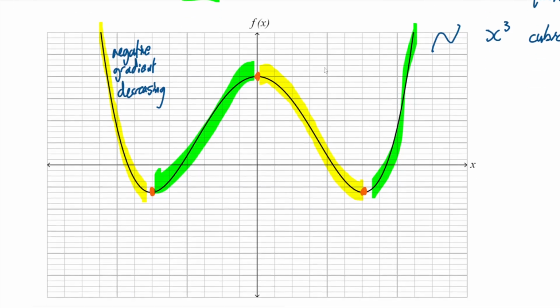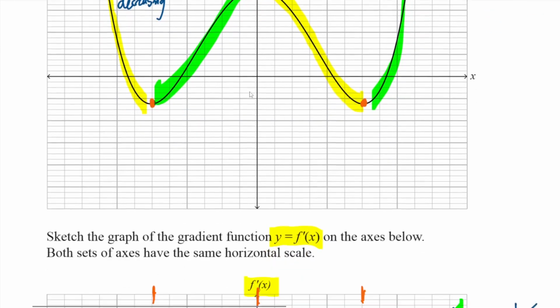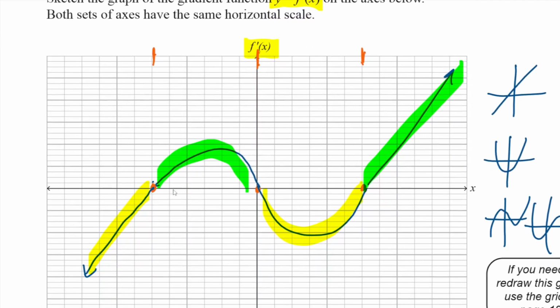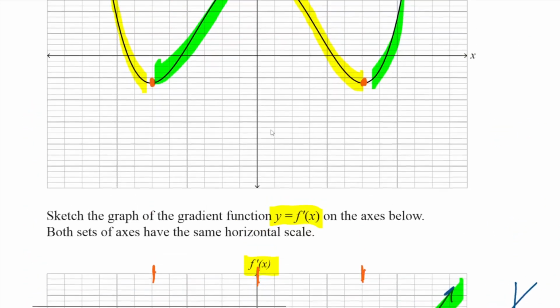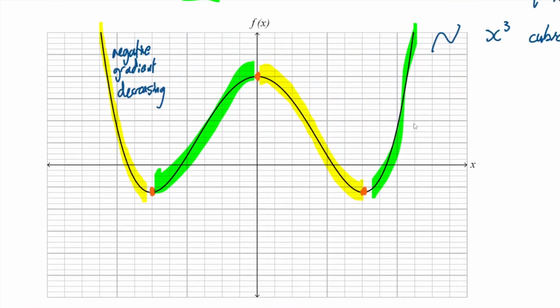However, first of all, we identified the turning points, and on our gradient function, those were the x-intercepts. And if you just found the x-intercepts, but maybe your cubic was negative, and the shape was a bit off, that would be achieved, because you've identified the key points. We then went on to reason about the gradient in the different sections.